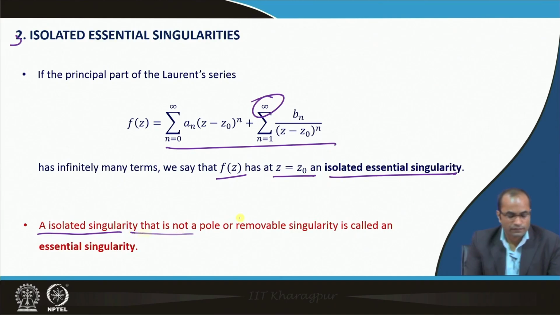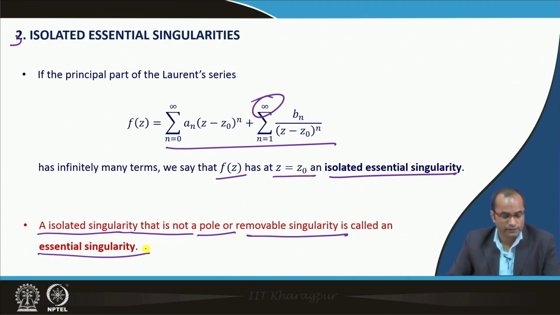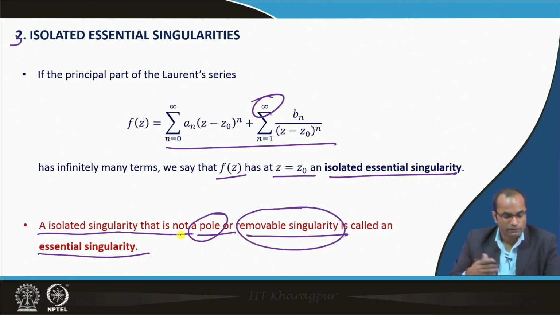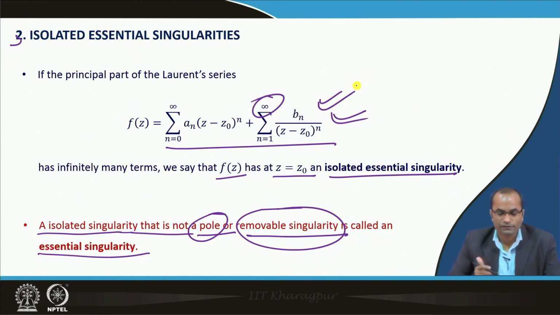And in another way, we also define this isolated essential singularity as one which is not a pole and not a removable singularity. An isolated singularity which is not a pole and not a removable singularity, we will call an essential singularity, because either this Laurent series will have no term, or it will have finitely many terms, or it will have infinitely many terms. So, these three classifications we can have for the isolated singularities.